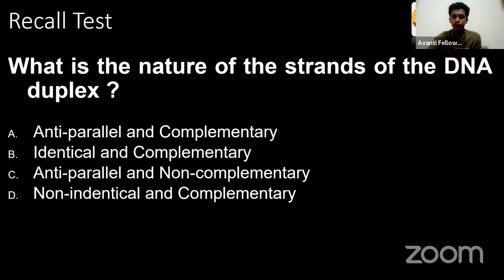So I will launch a poll. Try to answer this question. Sorry, I didn't end the poll. Yeah, here you have one more poll. You can try to answer, students. What is the nature of the strands of the DNA duplex?